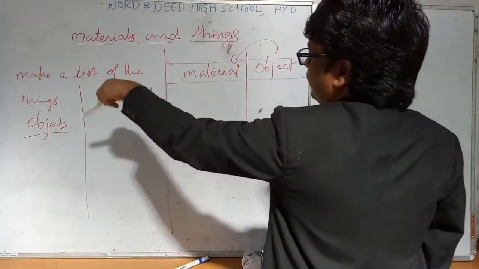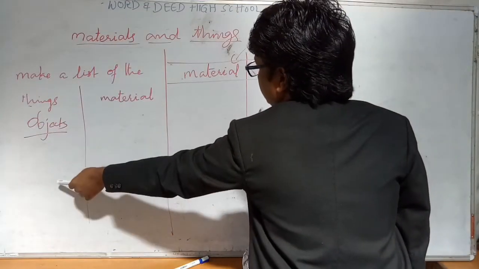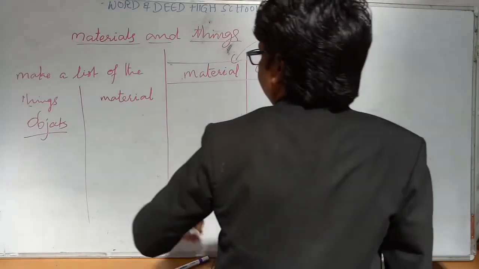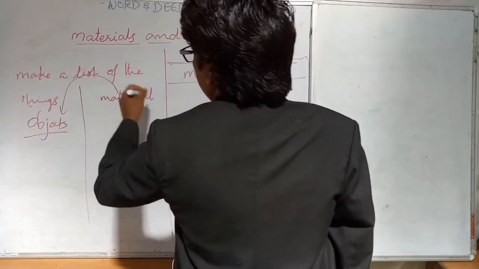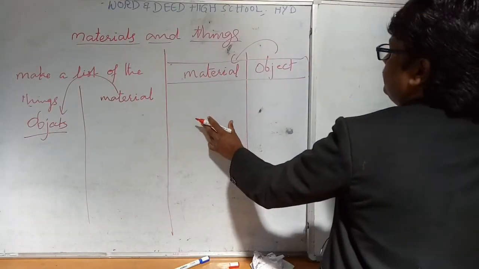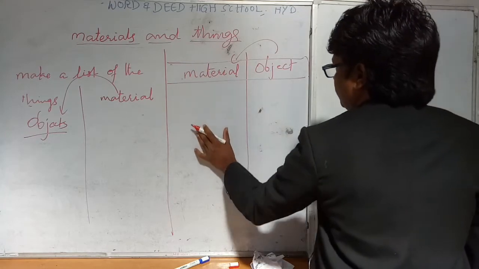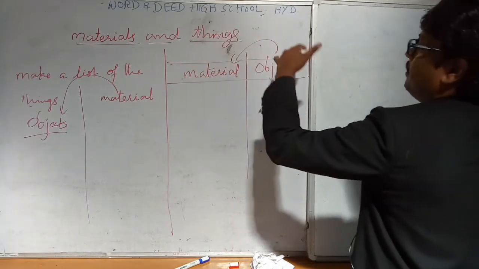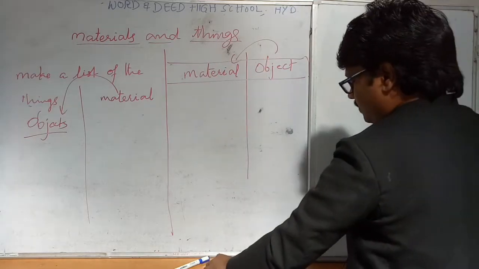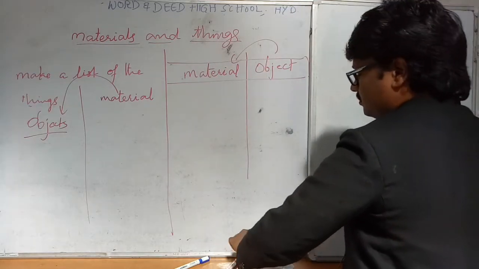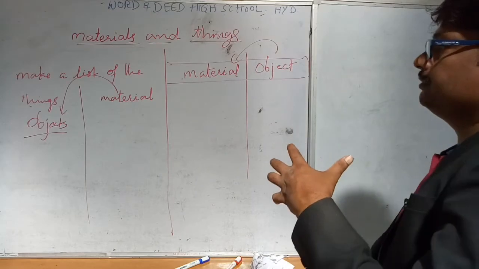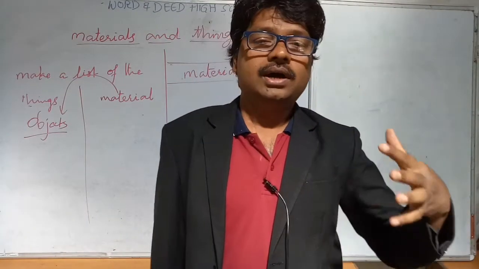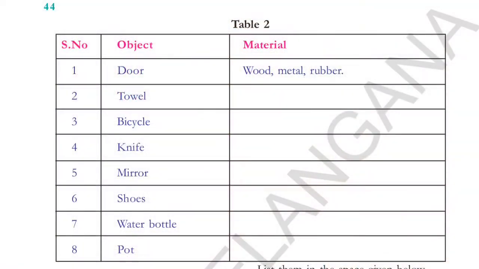There you have to write the names of the objects and the material used to make that object. Okay, material used to make this object. Here in this activity you have to write the names of the materials and then the name of the object made by this type of material. Okay, like this you have to do the activity. The table will be displayed on the screen, students. You try to understand how to do that activity.